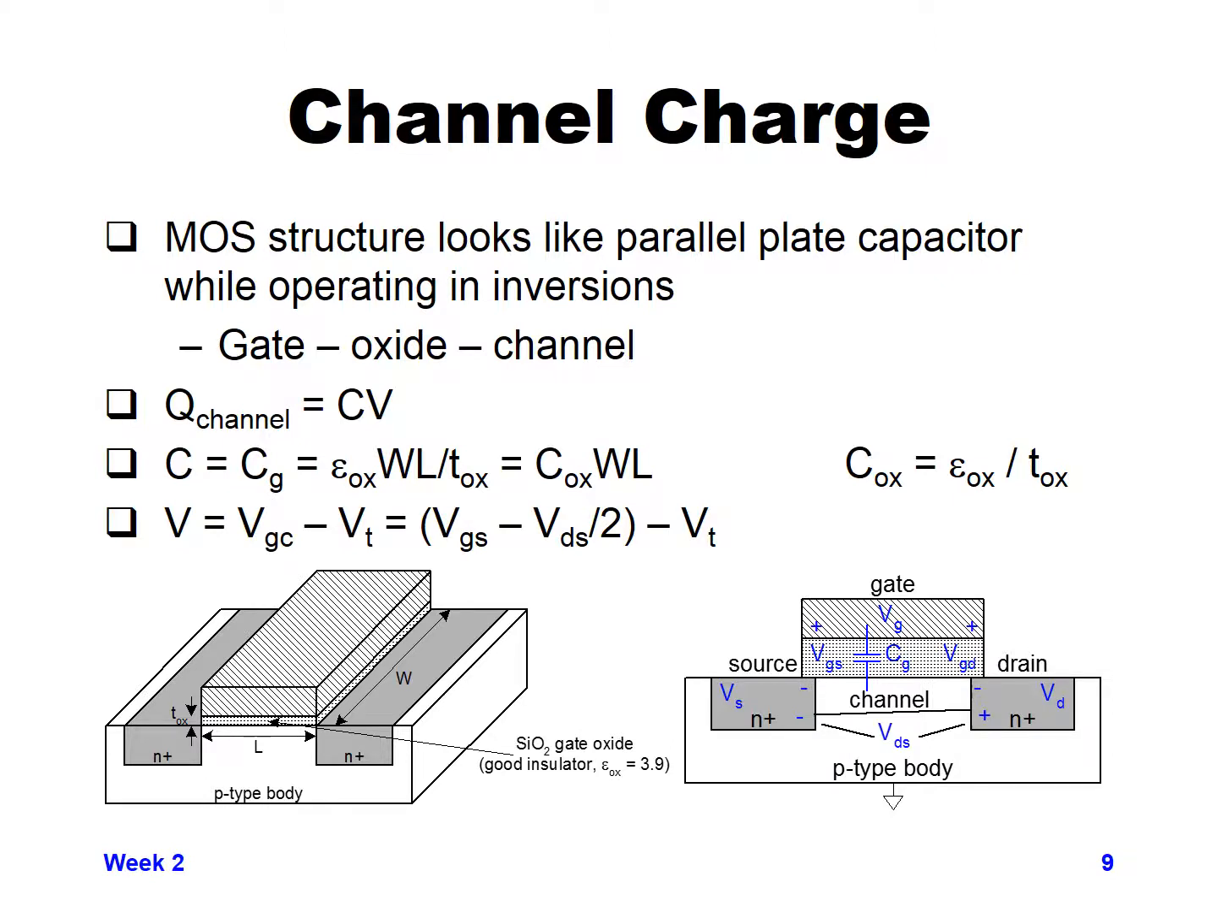Also, your VGC, the voltage between the gate and channel, is not constant across the channel. On one side of the channel you have VGS, and on the other side you have VGD. So you need to figure out the average voltage across the channel to figure out what your VGC overall is. I'm not going to go through the equations for that, but needless to say, the VGC value turns out to be equal to VGS minus VDS over 2. If you take that value minus VT, that's your overall voltage value.